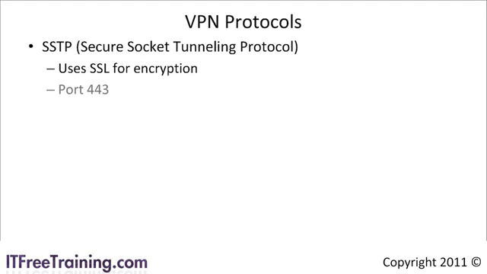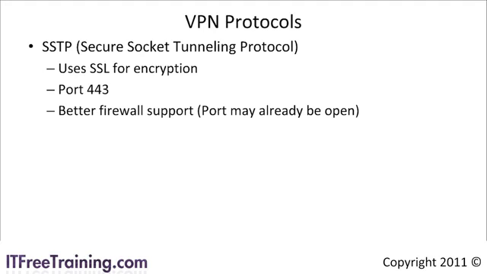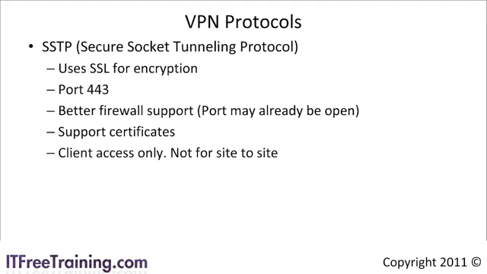SSL uses port 443 to transfer traffic. Because of this, SSTP has better firewall support because port 443 may already be open as it is commonly used by web traffic to encrypt data. The protocol also supports certificates for authentication if your organization has a certificate authority. The protocol is designed for client access and thus can't be used for site-to-site access.